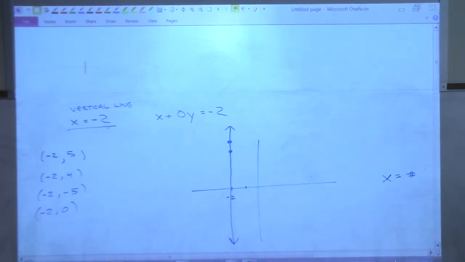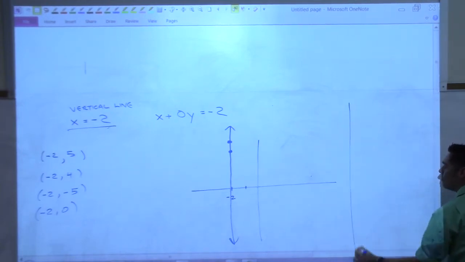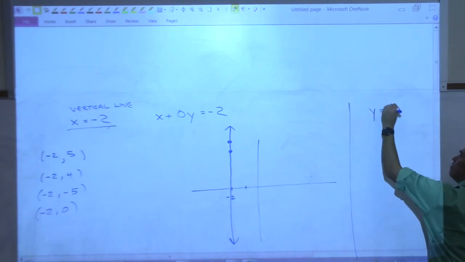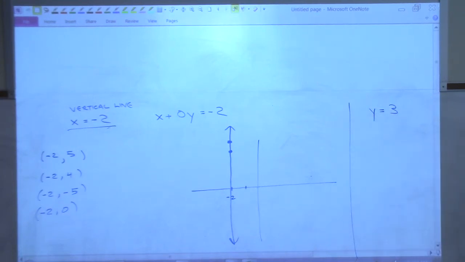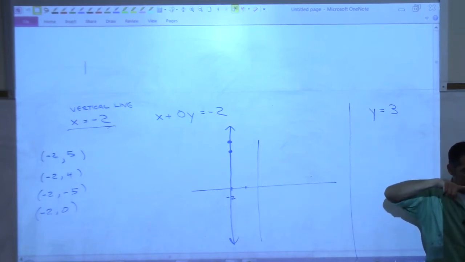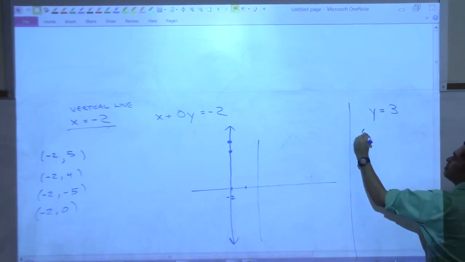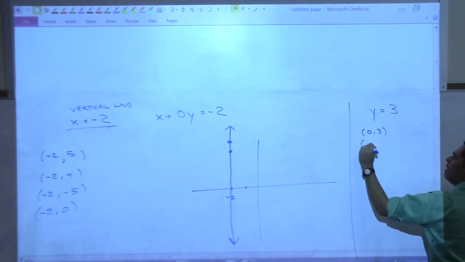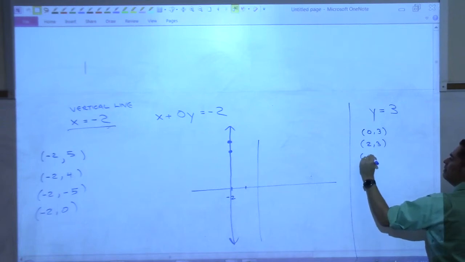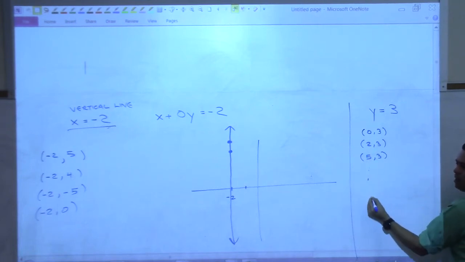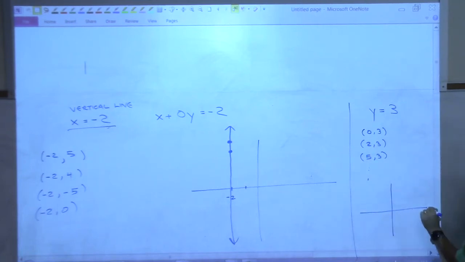Now, how does that compare to this problem? y equals 3. Same thing, but now your y coordinate has to stay fixed. Your y coordinate is up and down, right? So if your up and down has to not move, then it can be any point that lies along a horizontal line. So some examples of answers here: (0, 3), (2, 3), (5, 3). Again, you could do this all day long. Just graph any two of those and you're done.